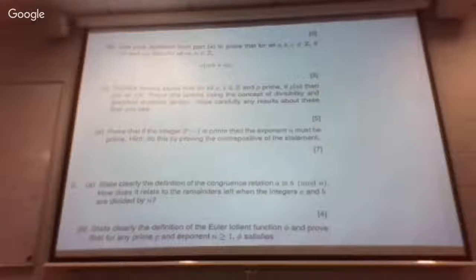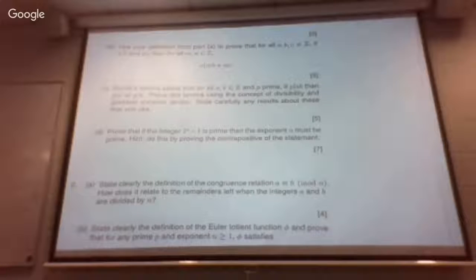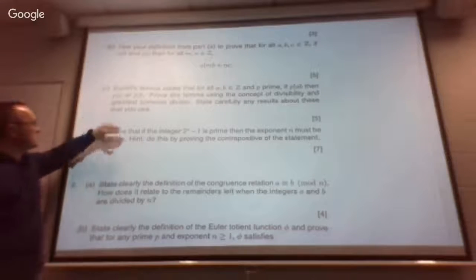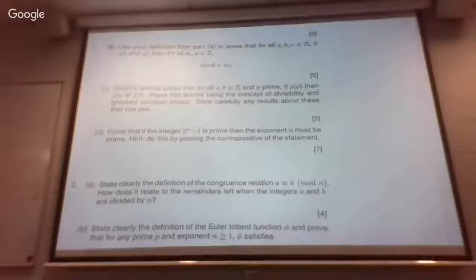Anyway, let's read it. Euclid's lemma states that for every pair of integers a and b and p a prime, if p divides the product ab, then p divides a or p divides b. Prove this lemma. There's only 5 marks going here, and there's a bit of guidance about the proof. It says use the concept of divisibility and greatest common divisor. So it's also assessing how well you know what the greatest common divisor is, and also state carefully any results about these that you use. So that's a bit of guidance that you don't necessarily have to prove everything from the ground up.